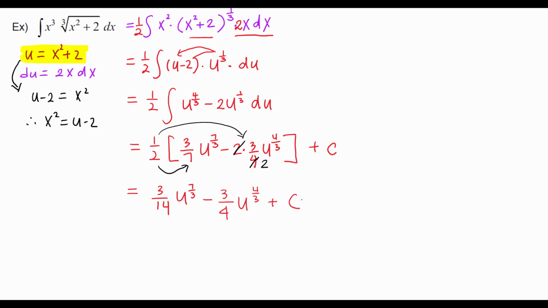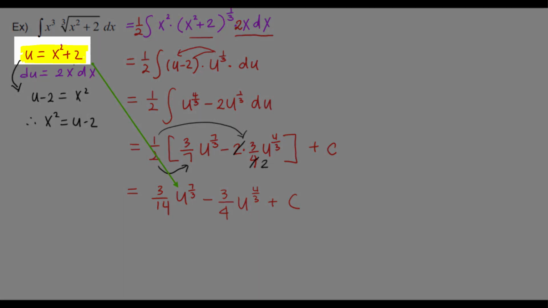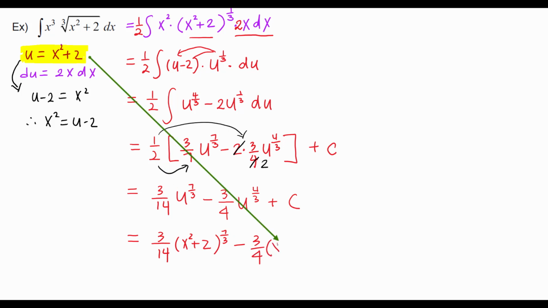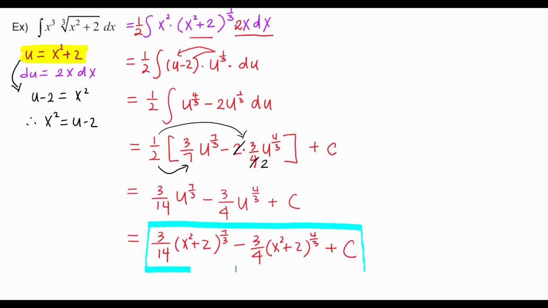So all I have to do now is back substitution and write my answer in terms of x. And my u was x squared plus 2. So therefore, my final answer will be 3 over 14 times x squared plus 2 to the 7/3 power minus 3/4 times x squared plus 2 to the 4/3 power plus c. And that is my final answer.